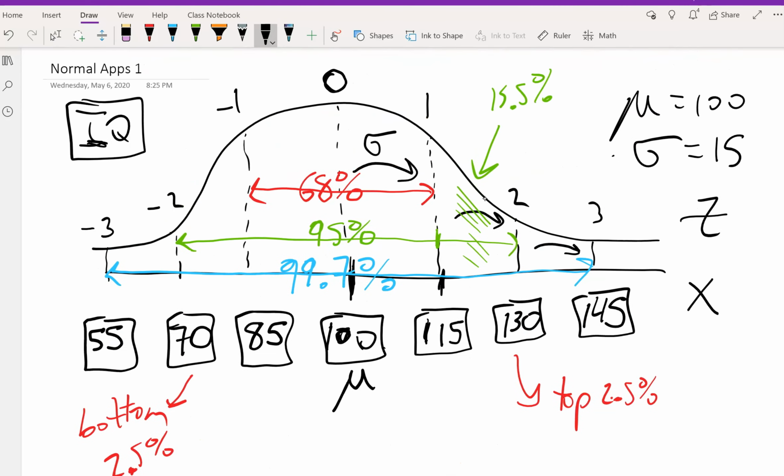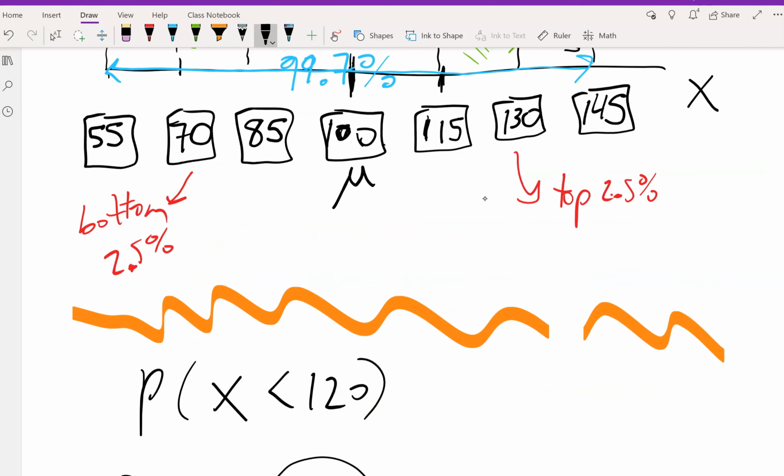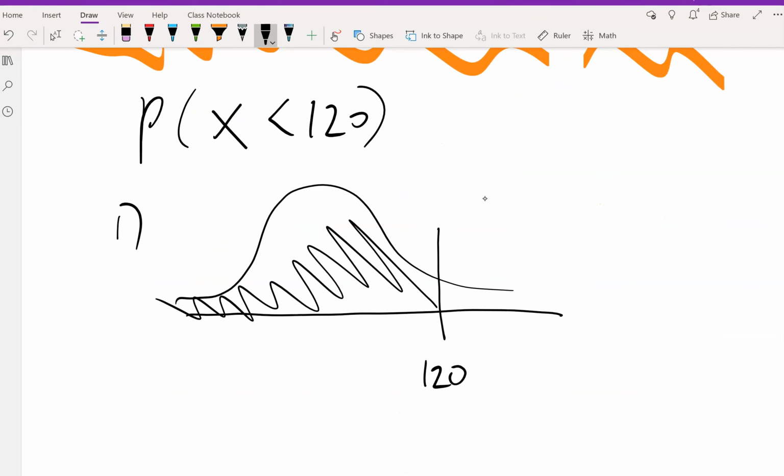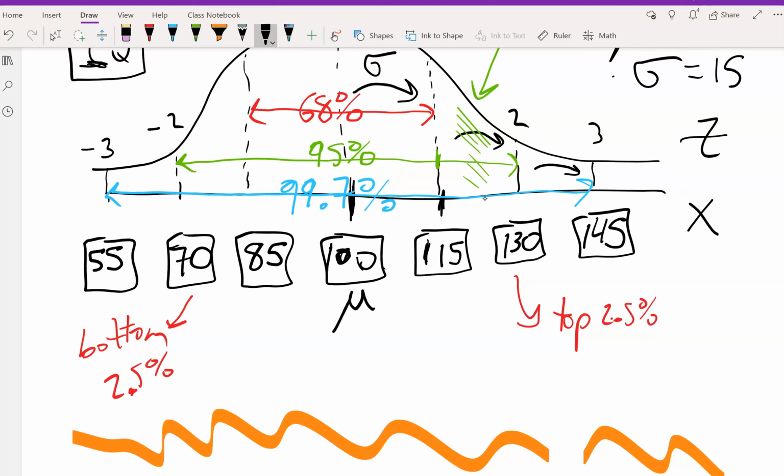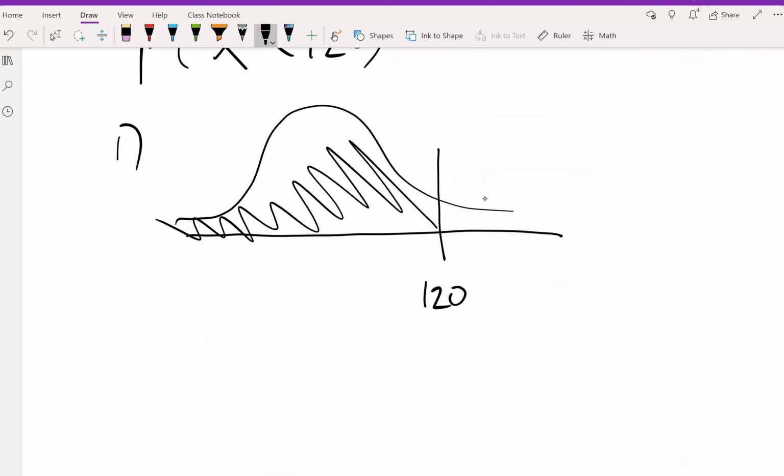And if you really understand this chart, you probably have an idea of how much the answer is going to be too. But let's go down to here. Notice 120 is not on the chart, so I can't just look on the chart. I have to think of a logical procedure for finding this probability.